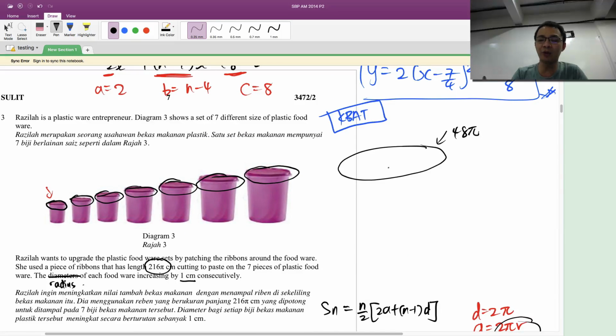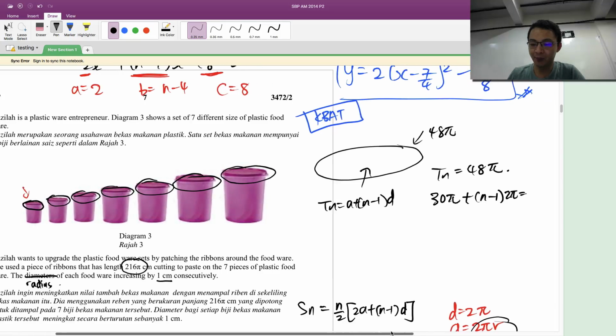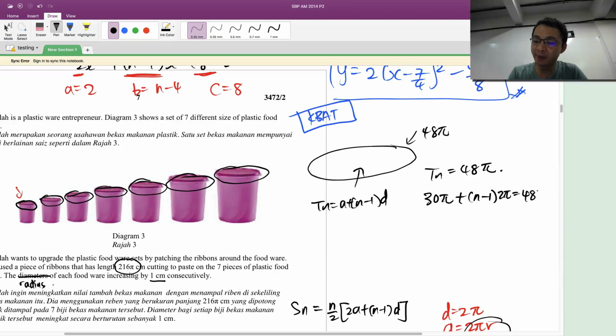So what I do over here is I want to know Tn equals 48 pi. I want to know which term this one is. The Tn formula is Tn equals A plus (n minus 1)d. Over here my A is 30 pi according to the answer, plus (n minus 1) times d, which is 2 pi, equals 48 pi.